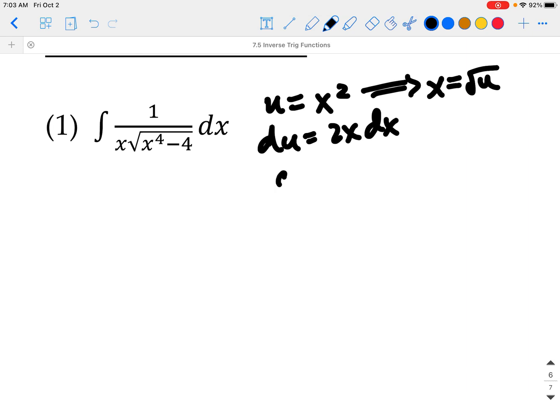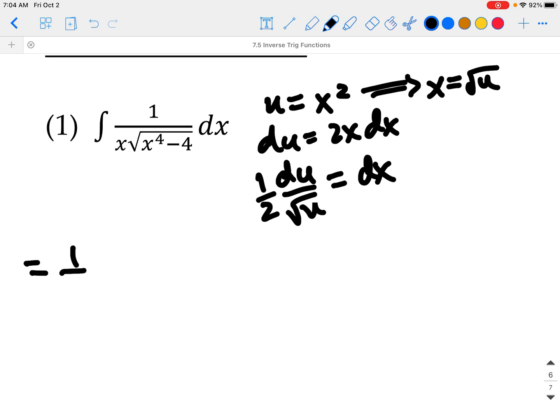And then du over radical u times a half. So again, using the fact that x is the same as rad u is going to be dx. All right, so we've got quite a bit of substitution that's going to go on here. So the 1/2 I'll just put out in front, and then we'll have du over rad u. So why don't we do it this way?